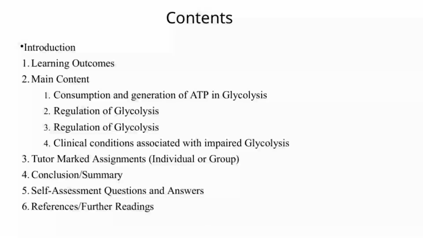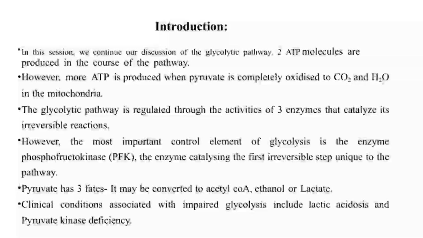This overview will help guide us through the detailed concepts ahead, connecting each part to the bigger picture of cellular metabolism. In this session, we continue our discussion of the glycolytic pathway. As you may recall, during this process, 2 ATP molecules are produced. However, it's important to note that even more ATP is generated when pyruvate is fully oxidized to carbon dioxide and water in the mitochondria.